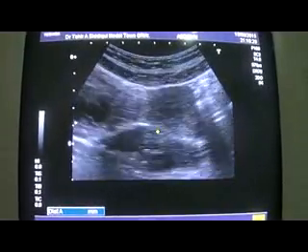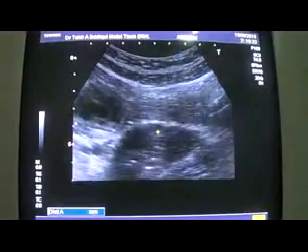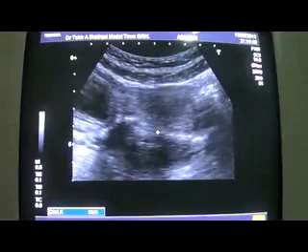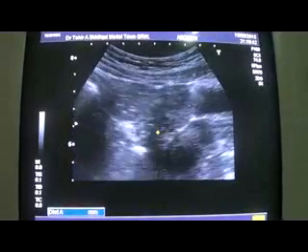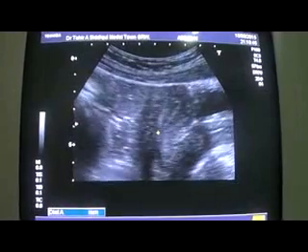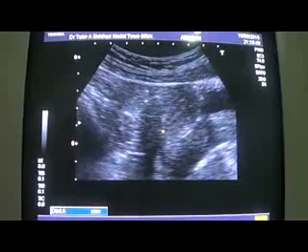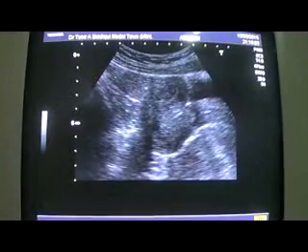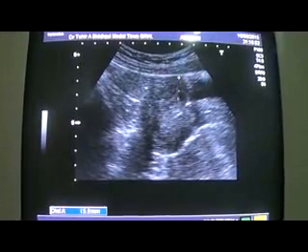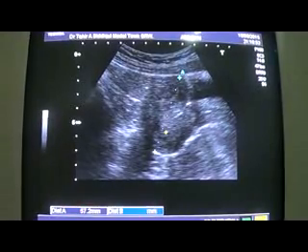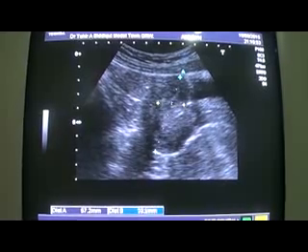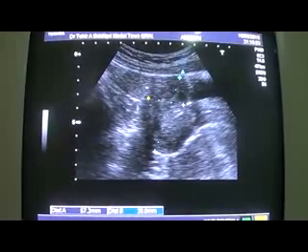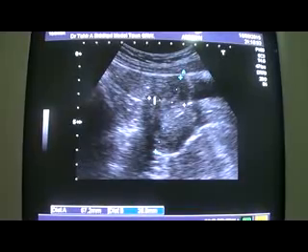Now another interesting feature is that there are two tubular structures seen. When I move the probe longitudinally, I see the uterus. Now this is the uterus, measuring 5.7 centimeters by 2.8 centimeters. It is small in length, otherwise okay in width.